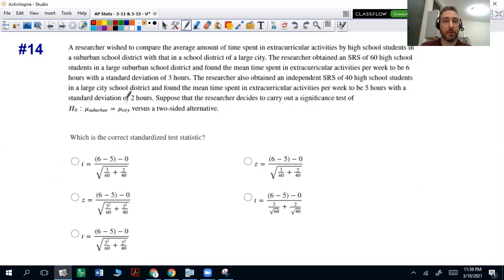So first of all, it's a mean. So means go to T. So we can rule out the Z's, right? Second of all, let's just think about what this formula is on the denominator. The standard error formula for two samples.